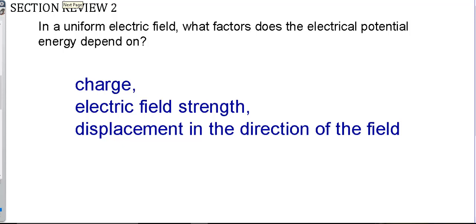Second one, in a uniform electric field, what factors does the electric potential energy depend on? It is charge, electric field strength and the displacement in the direction of the field, or the distance that the particle moves in the same direction as the field. Remember how we calculate it: delta potential energy is equal to minus Q, E and D. Q is the charge, E is electric field, and D is distance or displacement.